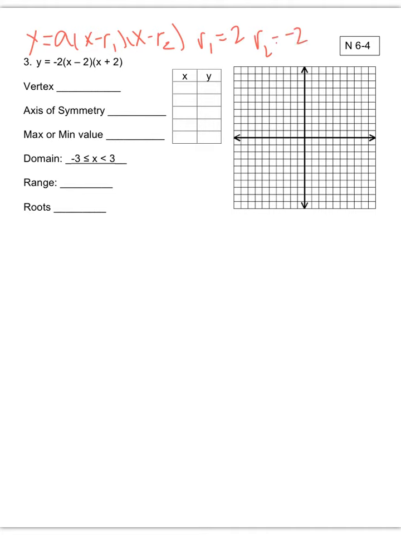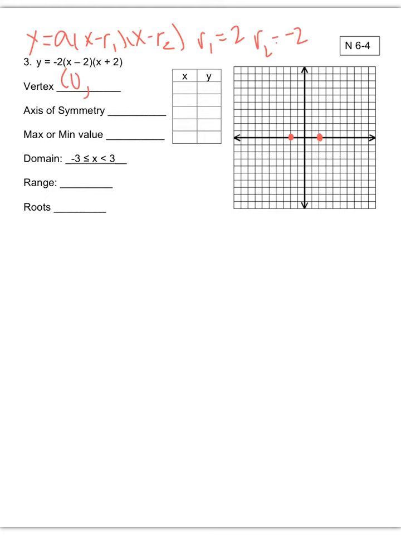Okay, so I'm going to go ahead and plot those where it crosses the x-axis, so 2 and negative 2. And remember to find the vertex once you know those two roots, the vertex is in the middle, so the middle x value in between those would be 0. So we know the x value.